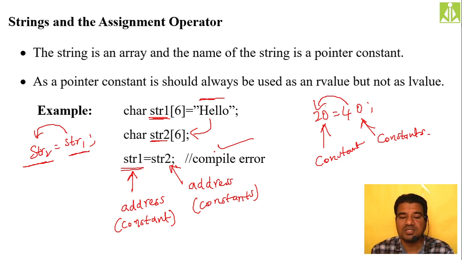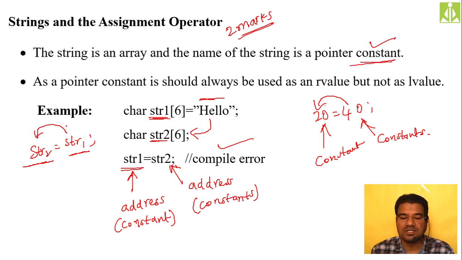Remember this one. Strings and the assignment operator, it is also a 2 marks question. Many times they frame the question from this one, 2 marks question. Okay, the string is an array and the name of the string is a pointer constant. This is very, very important. Pointer constant.